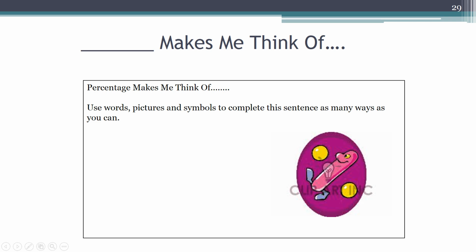This is such a simple idea, and it's such a great way to quickly get an idea of students' connections that they're making. So in this case, percentage makes me think of, and then students would use words, pictures, symbols, anything they can think of that would complete that sentence accurately, and they would fill it in. And it gives you a very quick read on what students have what understanding.